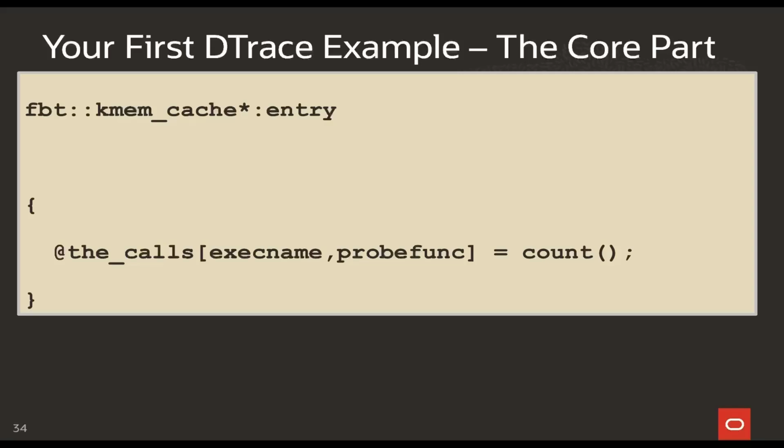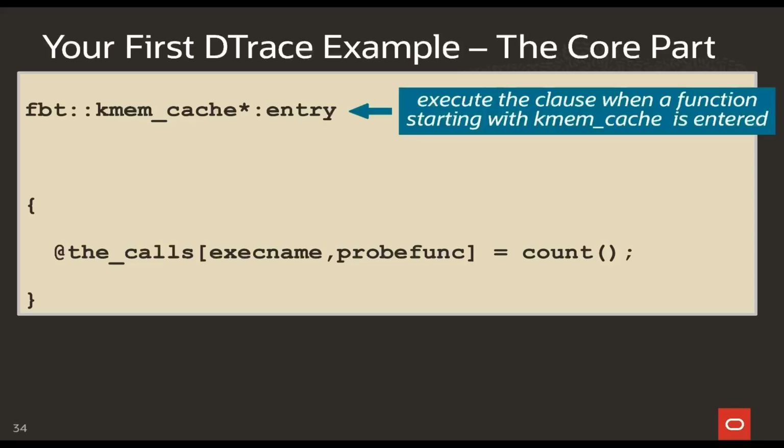In this case, we're interested in functions starting with kmem_cache, and the dtrace -l output showed me they're part of the FBT, function boundary tracing, provider. That's what I know. That defines my probe. I don't care about the module because that was not requested. That's why you have the double colon after fbt. I use the star, so I capture every function starting with that name, kmem_cache, and I want the probe to fire when I get into one of those functions. That's what the first line does.